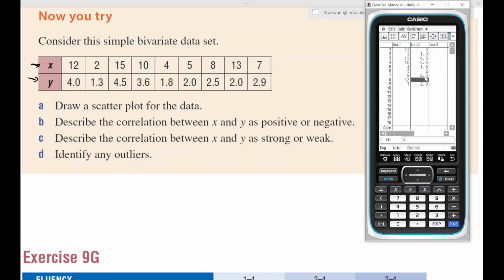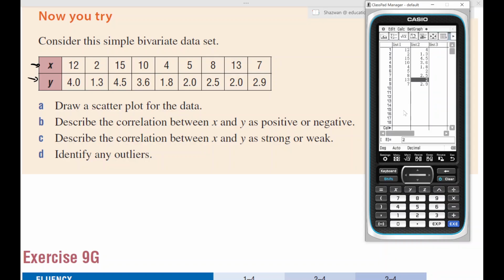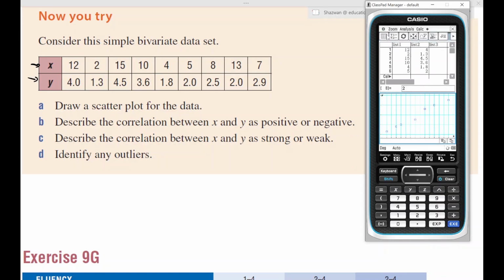Now if I want to draw a scatter plot, I'll just come up to set graph, make sure only stat graph 1 is ticked. Go setting, type is going to be scatter. X is in list 1, Y is in list 2, that's all correct. Frequency is 1, there's only one of each variable in each of my lists, or in other words, each cell is only got a frequency of 1. And the marking is fine to be square, I don't really need it to be anything in particular, so we'll just leave it as a square. Go set, and come up here, click this button on the top left.